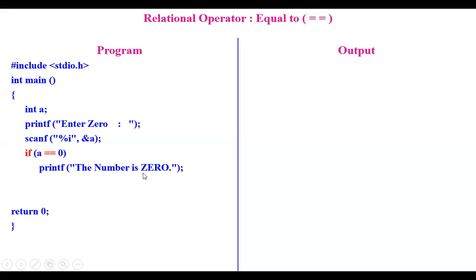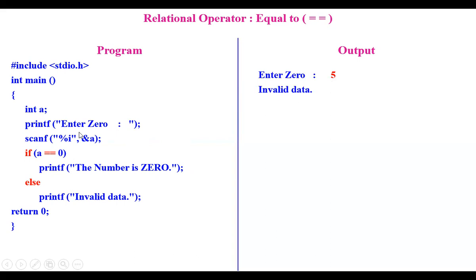It says the number is 0. Fine. If it is not, what happens? Else, do this. What? It says invalid data. Okay. Now, let us see. It is saying compile and run it. Enter 0. Suppose I entered 5, some number. What happens? Invalid data.